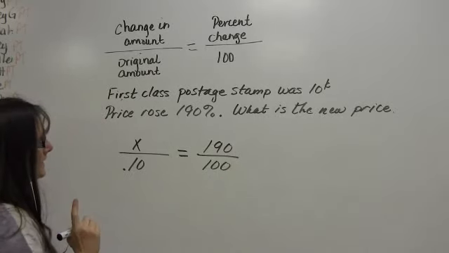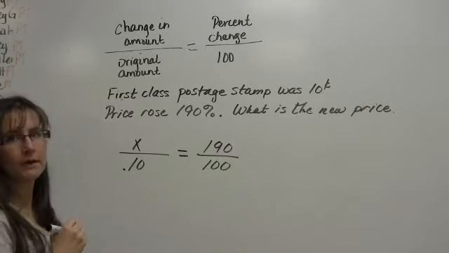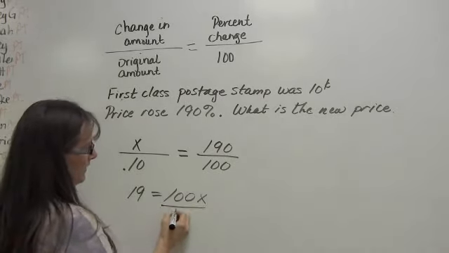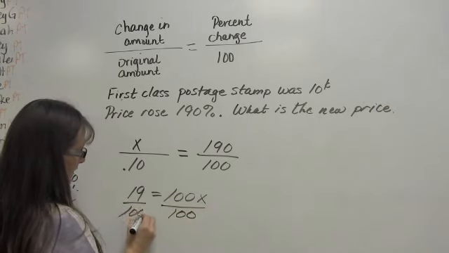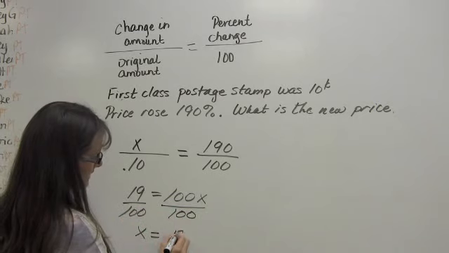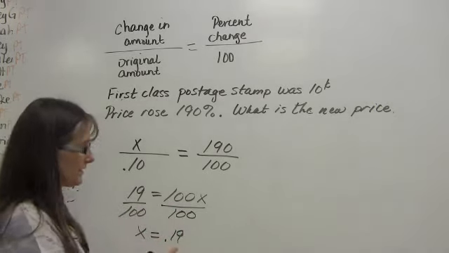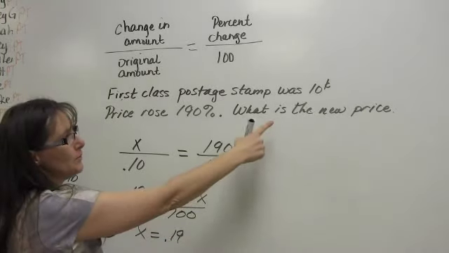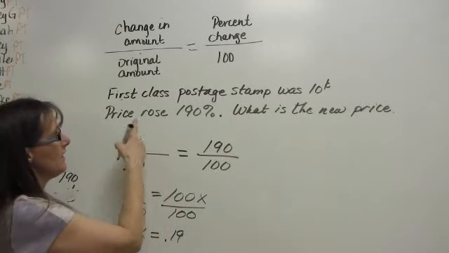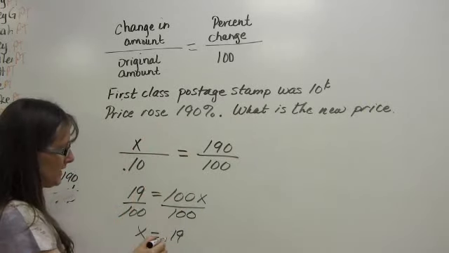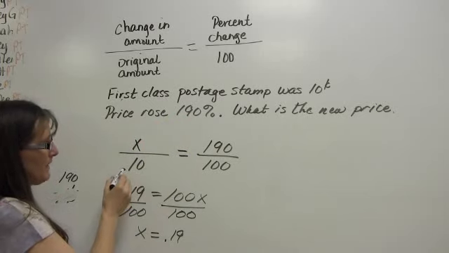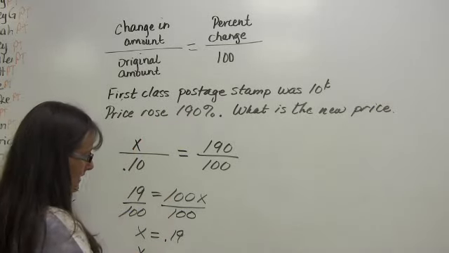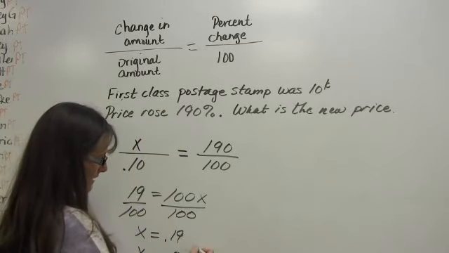So when I cross multiply, I'm going to get 19 equals 100x. And when I divide both sides by 100, I'm going to get x is equal to 19 cents. Well, this is the change in price. It's a change of 19 cents. Well, I want to know what the new price is in 1991. That's an increase of 190%. That means I need to add my 19 cents back to my 10 cents, and I discovered that a postage stamp in 1991 is actually going to be 29 cents.